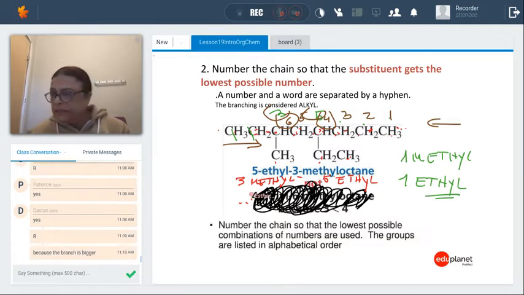Okay, Dastan, you have an idea? No. Good try, very good try, but no. It is because the rule says that the branching with the letter earlier in the alphabet goes first. So E is before M in the alphabet, because we have A, B, C, D, E, F, G. That's why ethyl comes before methyl. Complex, huh?